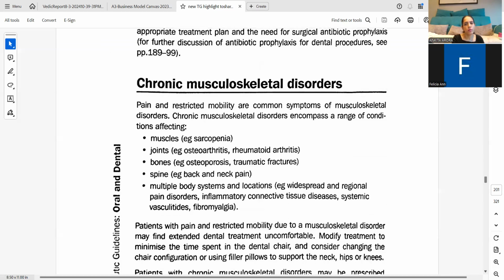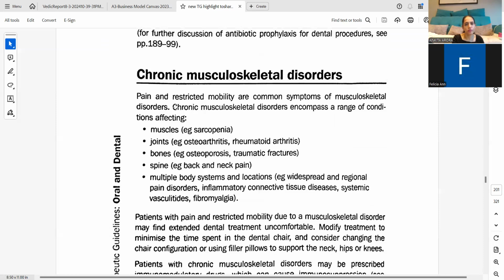Next, we have chronic musculoskeletal disorders. Pain and restricted mobility are common symptoms of musculoskeletal disorders. They can encompass a range of conditions which affect muscles, joints, bones, spine, and multiple body systems. Okay, so back and neck pain, any widespread regional pain disorders, inflammatory connective tissue diseases, systemic vasculitides, fibromyalgia.